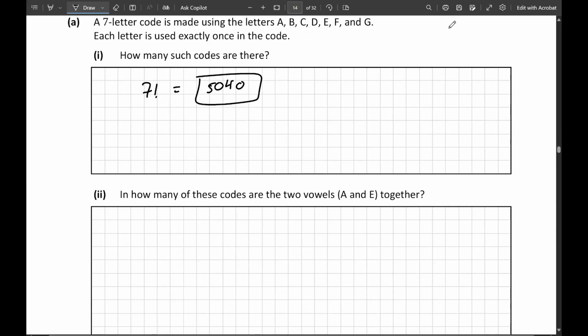And how many of these codes have the two vowels A and E together? So we can essentially treat this like A and E are in their own bubble, and then B, C, D, F, G. So there's 6 factorial ways of organizing the letters, but 2 factorial ways of organizing the block. So it'll just be 6 factorial times 2, which is 1440.